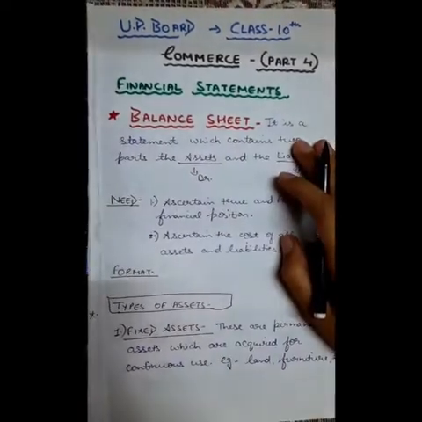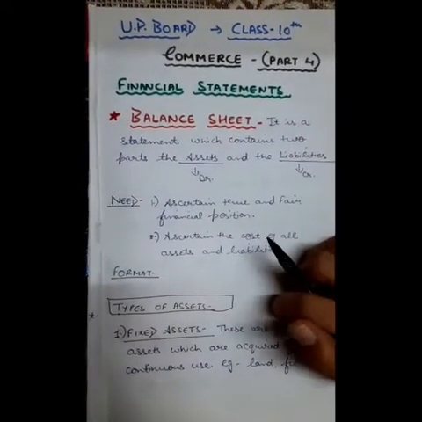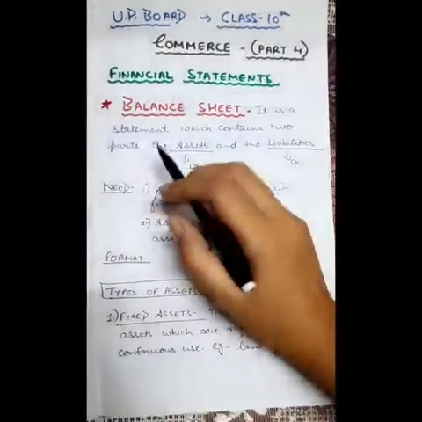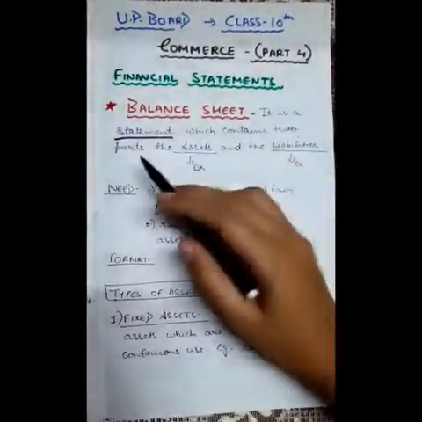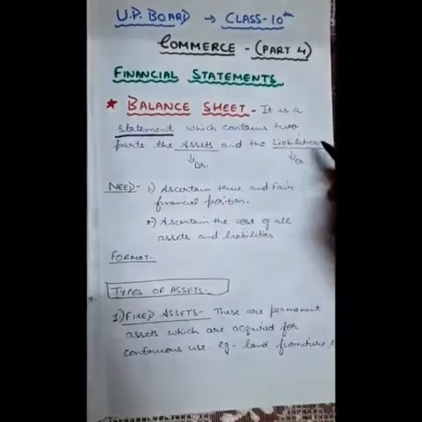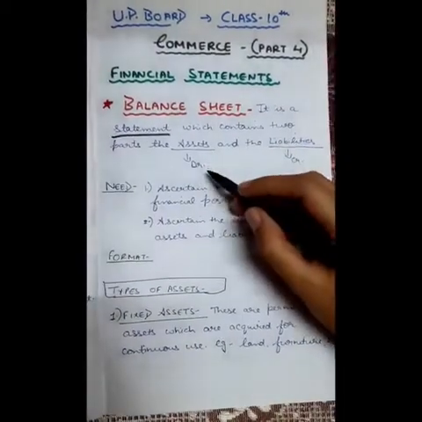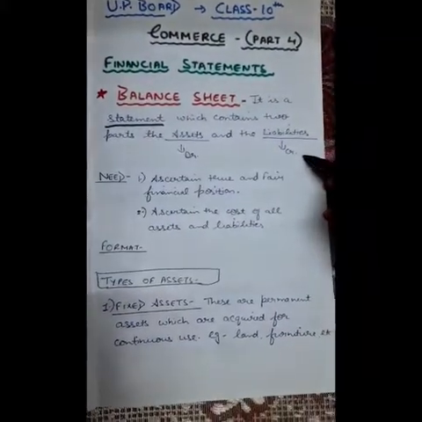Students, when we talk about the balance sheet, let us know what a balance sheet is. A balance sheet is a statement which contains two parts. One is the assets and the other is the liabilities. Assets are shown on the debit side and liabilities are shown on the credit side.